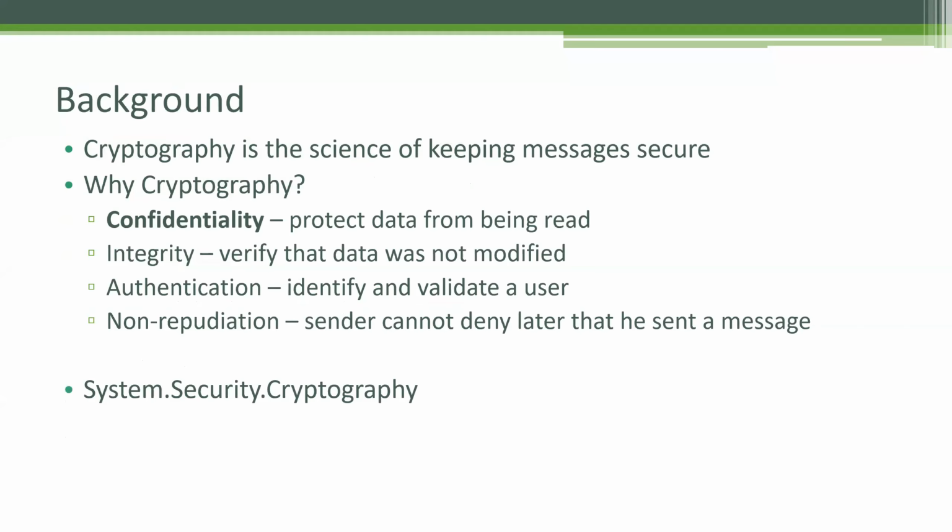So what is cryptography? Cryptography is the science of keeping messages secure. There's really four main areas of cryptography. Most people think about the first one, which is confidentiality. When you talk about cryptography, a lot of people immediately think about hidden data, right? Being able to stop somebody from reading the data. There's also a few other uses. Integrity, where I want to verify that the data has not been modified. There's also authentication, where I want to identify and validate a particular user. And lastly, non-repudiation, where the sender cannot deny later that they sent a message.